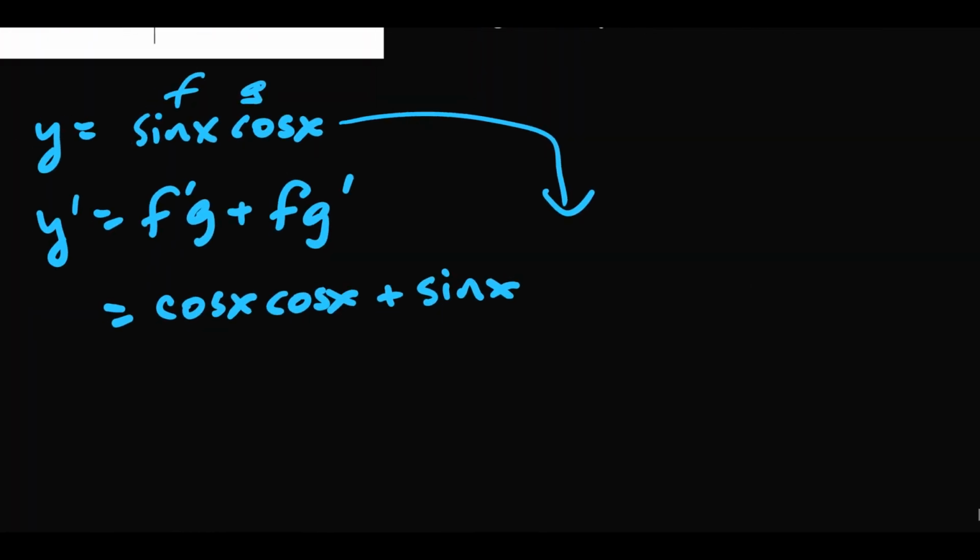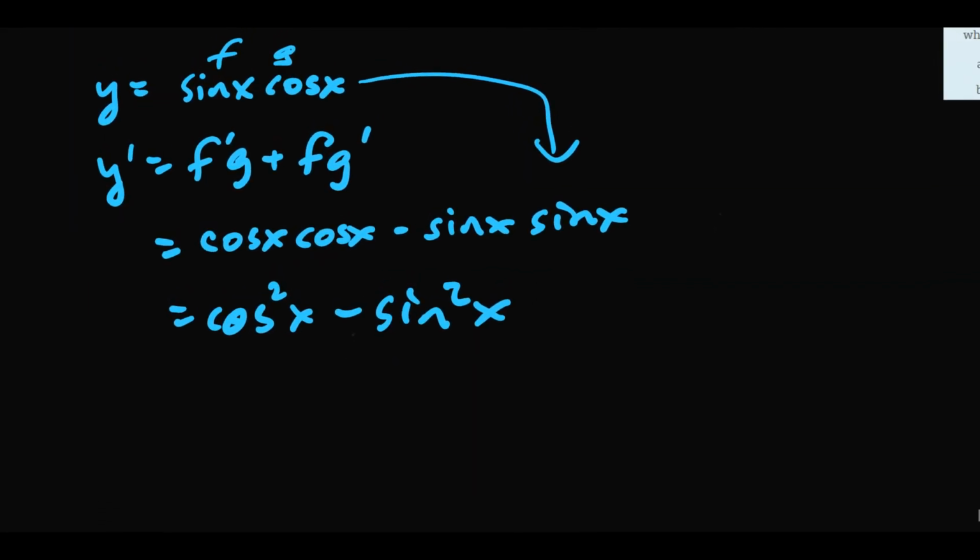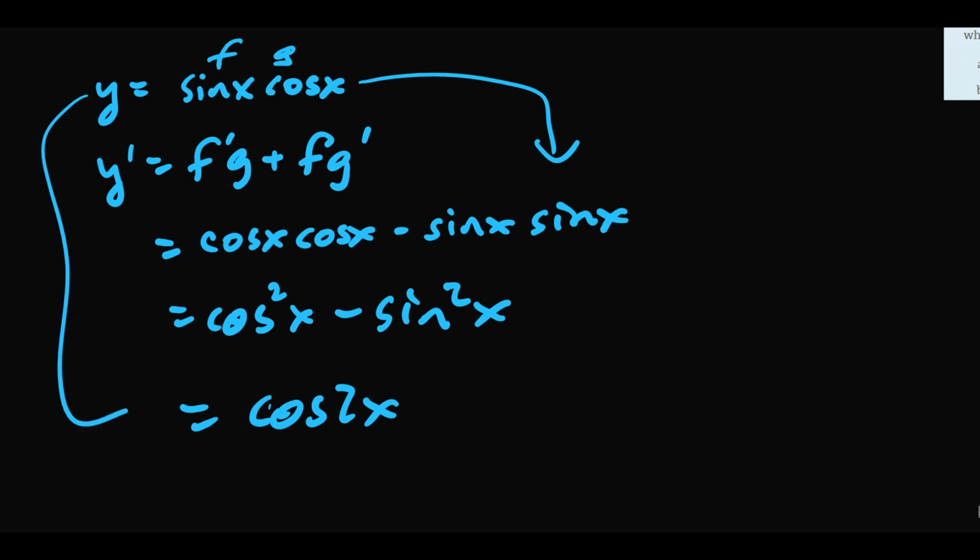So we put a negative sign there, and we get cosine squared of x minus sine squared of x. Now that looks awfully familiar. This is just cosine of 2x. When we get to the chain rule, we'll see how these two are related. All right, so there you have it.